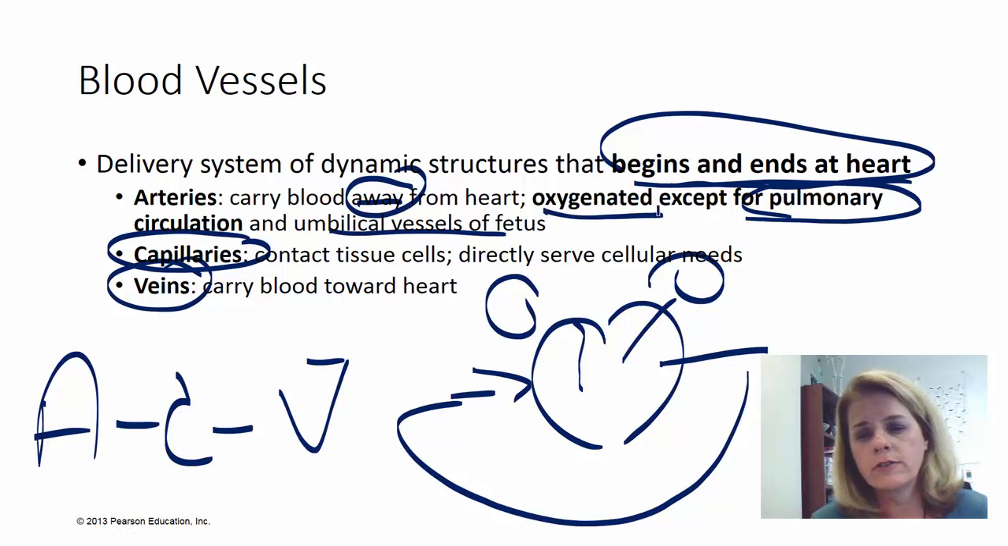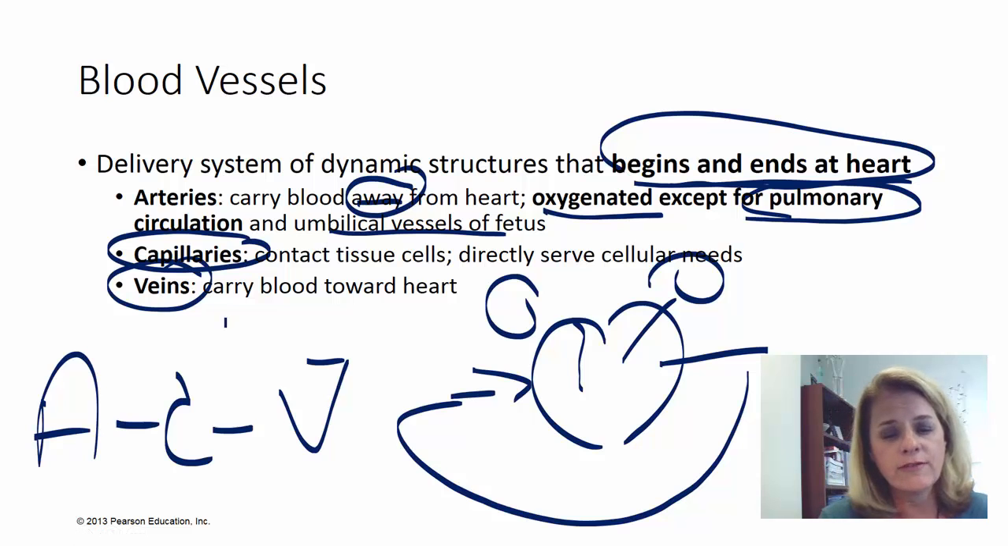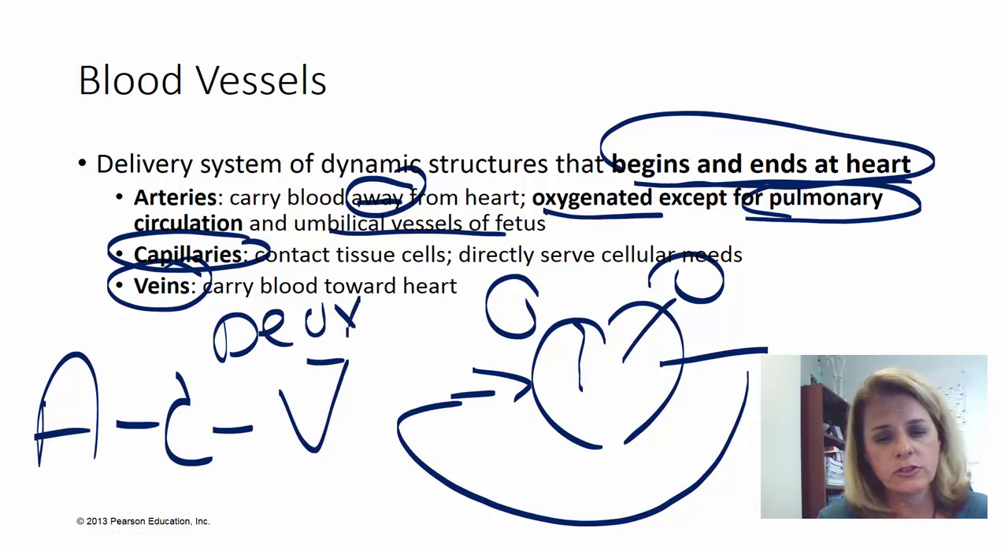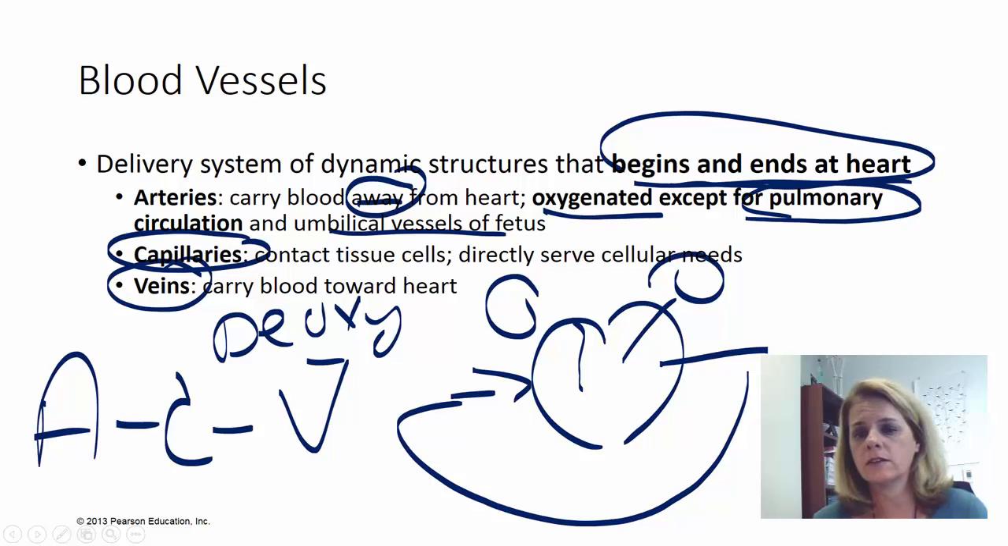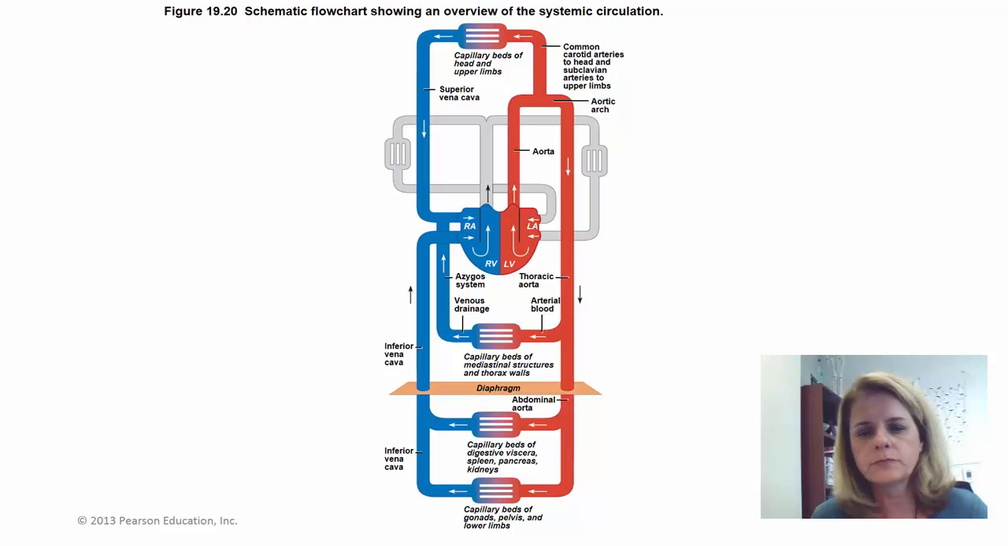Generally, arteries are oxygenated, and generally veins are deoxygenated, except in the lungs. So except for pulmonary, arteries are oxygenated, veins are deoxygenated, except for pulmonary. I'm going to show you that as we move forward. So again, one continuous loop.